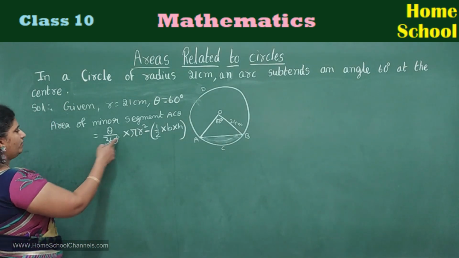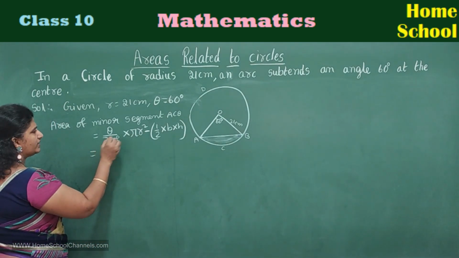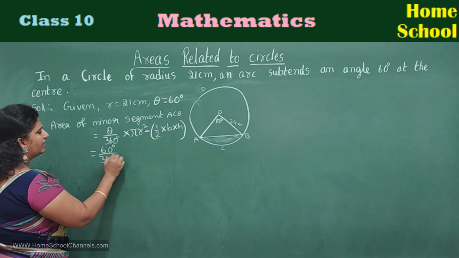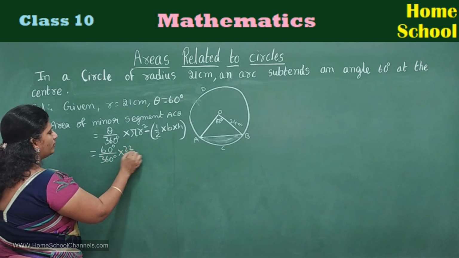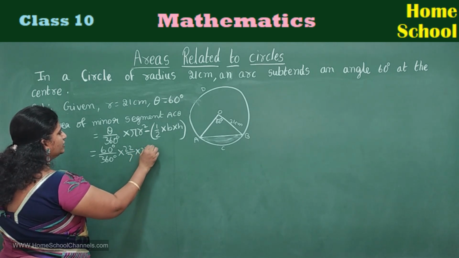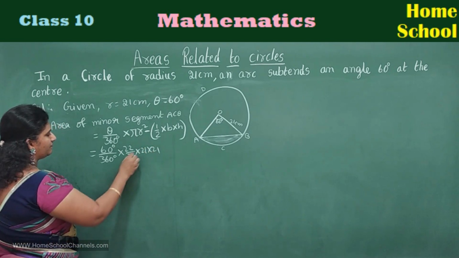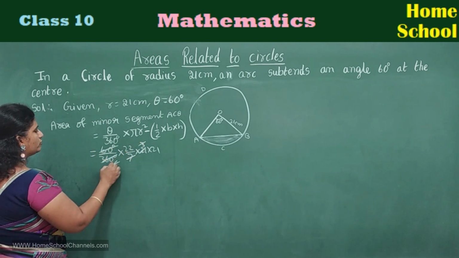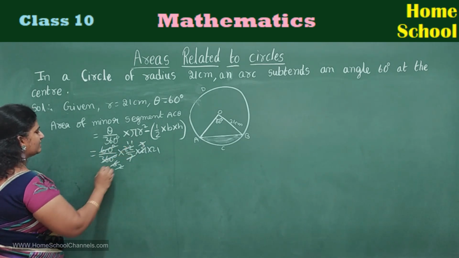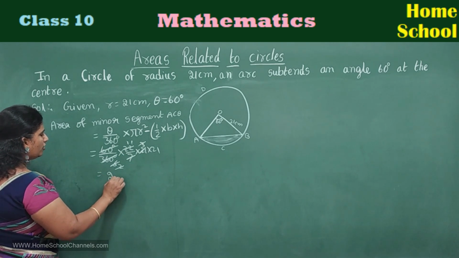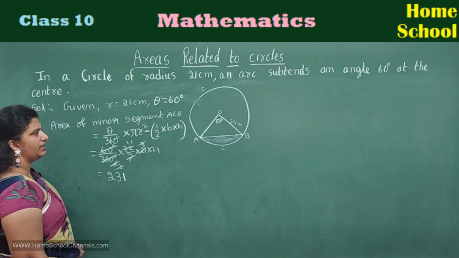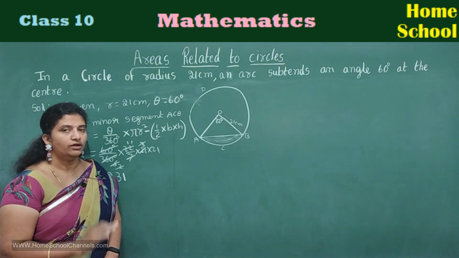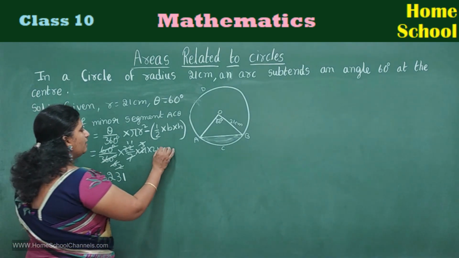Right? Now, we already done before. What is theta value? 60 degree by 360 degree into pi 22 by 7 into r 21 into 21. 7 3s are 66, 3 2s are 2 11s. That will be, what you got here? 231 centimeter square area you got already before. But now what is extra?